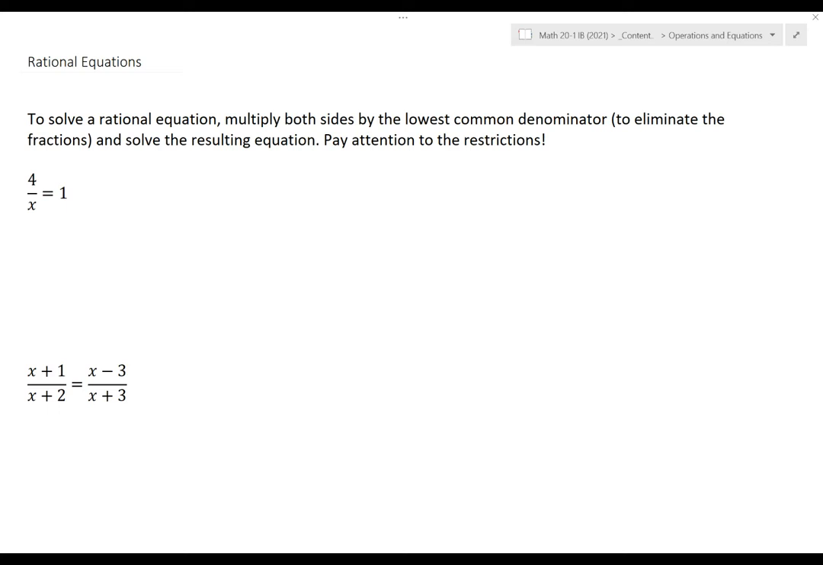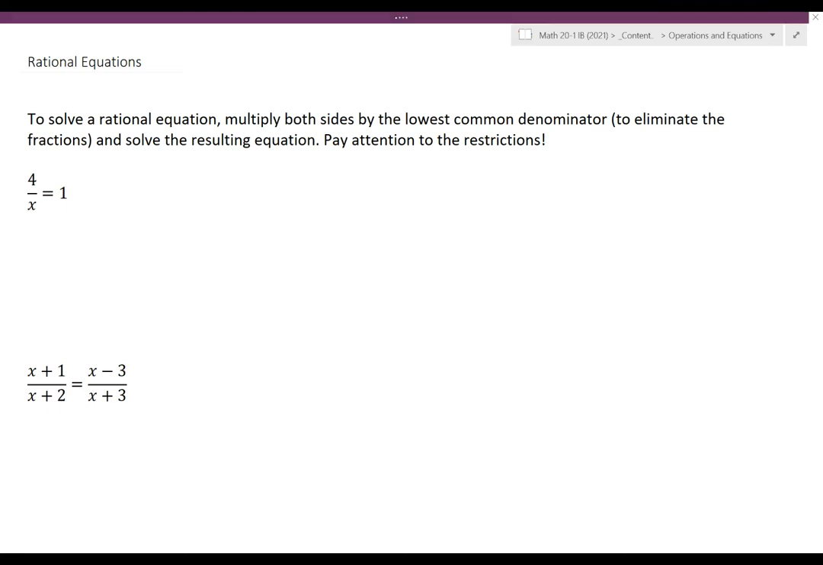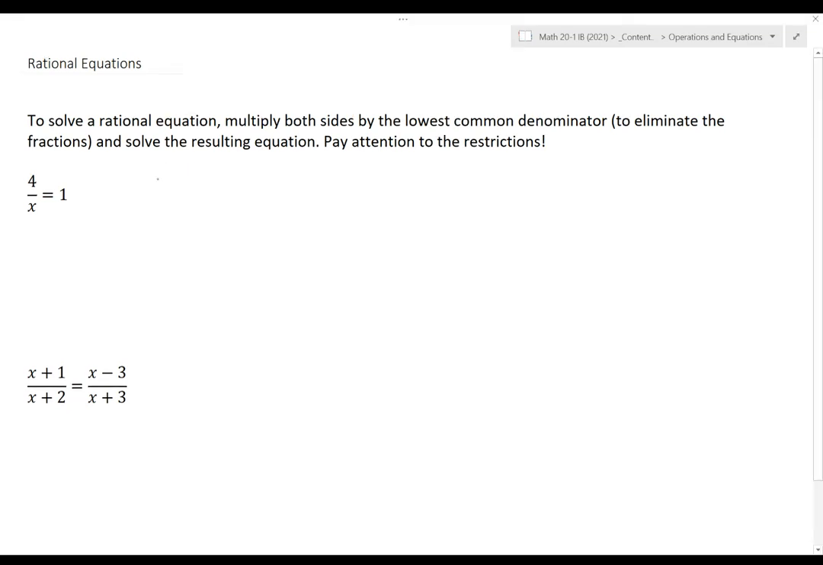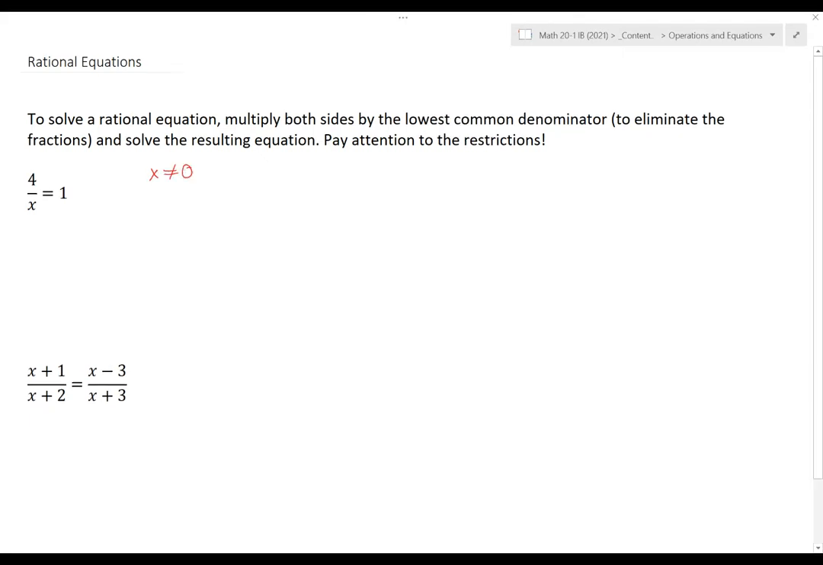We also want to pay attention to restrictions because we will occasionally end up with extraneous roots which cannot be used as solutions. So looking at this first basic equation, I note that the non-permissible value here is 0. x cannot equal 0. So if in doing the algebra I were to get an answer of 0, I would have to reject it.